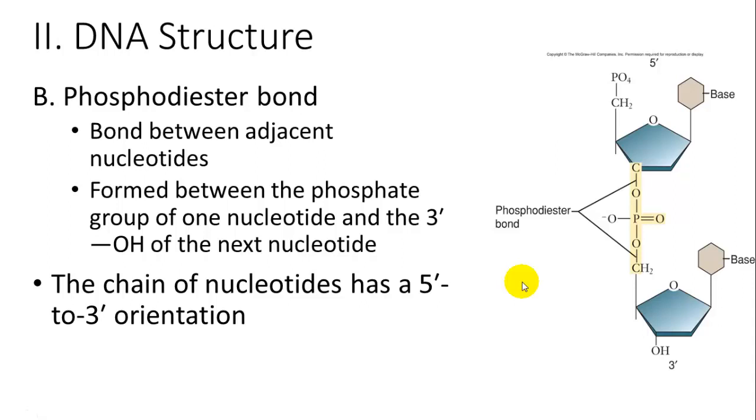Now between nucleotides you have what's called a phosphodiester bond. That's where this phosphorus molecule will bind to the 5' carbon on one end and the 3' carbon on the next. So the chain of nucleotides has a 5' to 3' direction. Basically, the 5' is on top, the 3' is on bottom, and that's where the next phosphodiester bond would be.